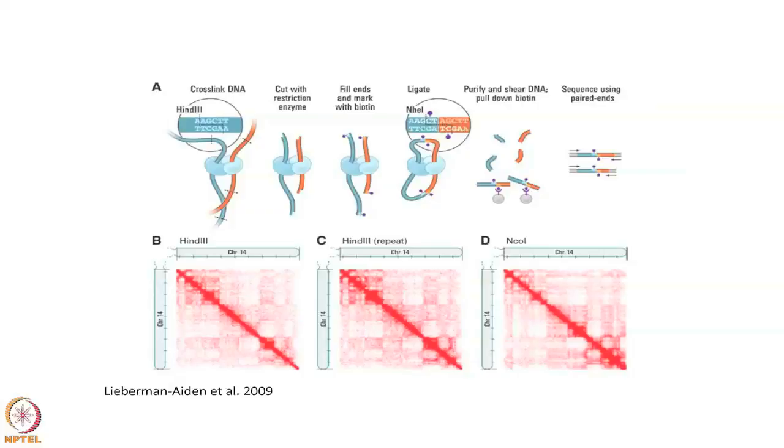So this is chromosome 14, how it's folded on itself. And so you can see different patterns of where certain parts of the chromosome are folded on itself. So this is just using different restriction enzymes on chromosome 14 and looking to see how the ligation patterns show how these areas here are connected throughout the chromosome.